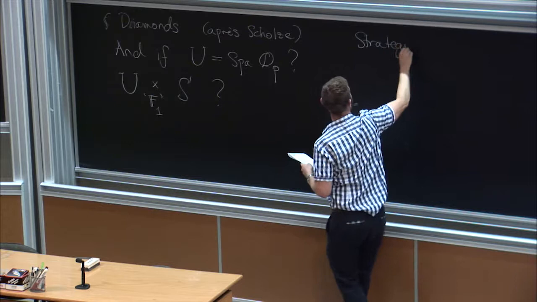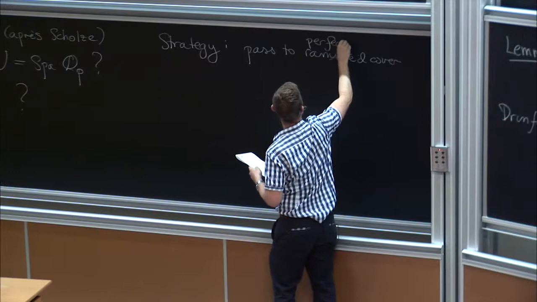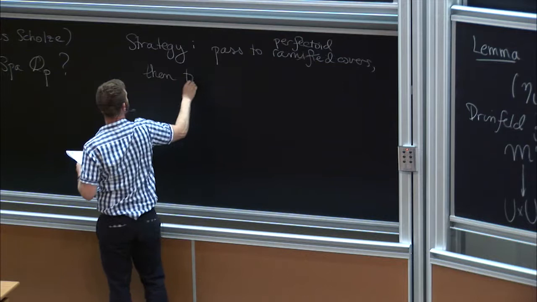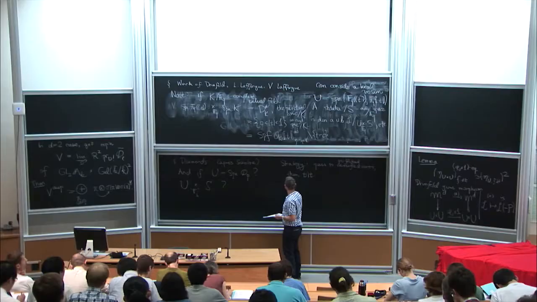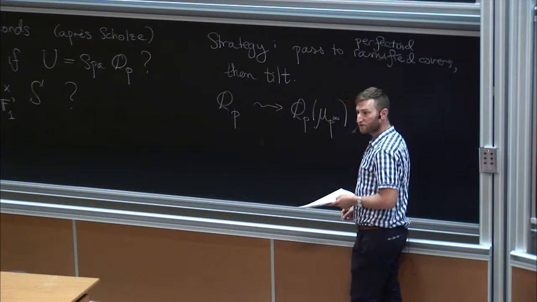So the strategy here is to pass to very ramified covers, well, I should really say perfectoid covers, and then tilt. This process carried out for just the field Q_p results in the following progression. Passing to a perfectoid cover, you can do whatever you like, but here's a convenient one: you adjoin to Q_p all p-power roots of unity, and then complete that. So that's a perfectoid field.